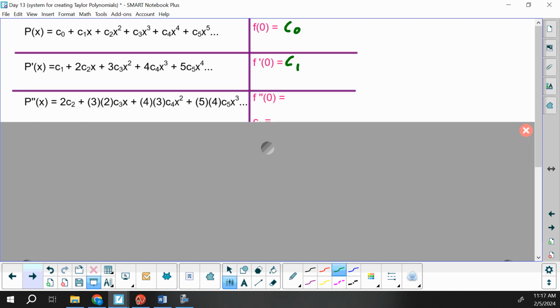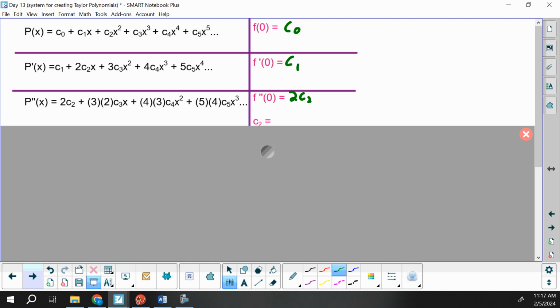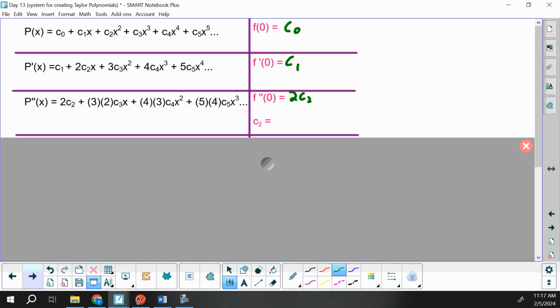Let's do that again. We'll take the second derivative. F double prime of 0, put in 0 for all the x's, we should get 2c2. So if we divide the 2 over, that means c2 is equal to f double prime of 0 over 2.